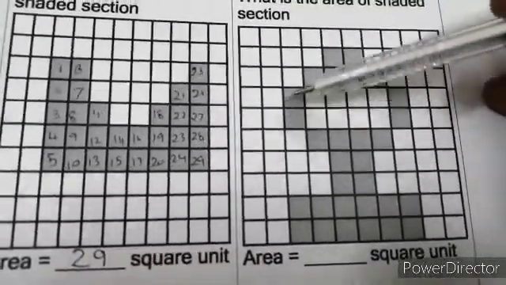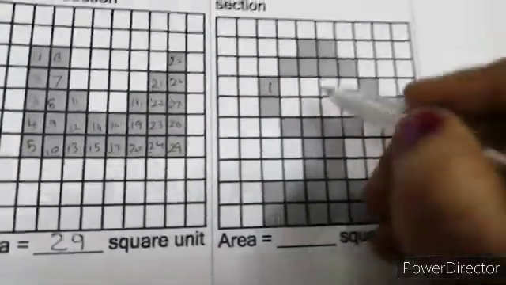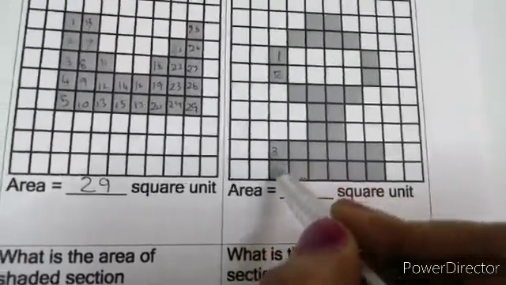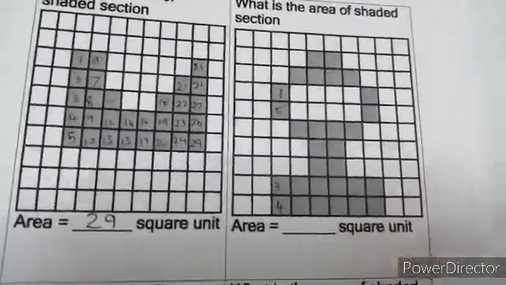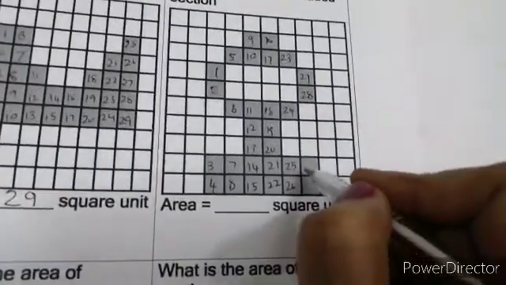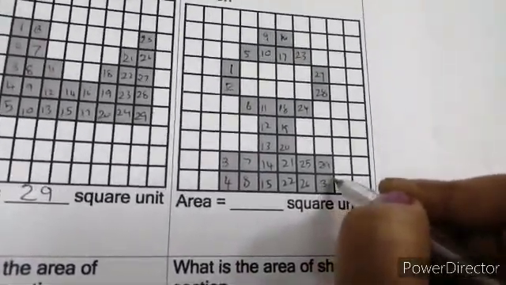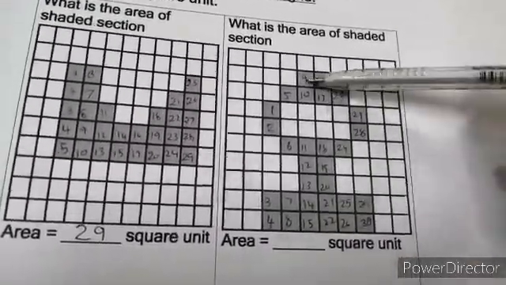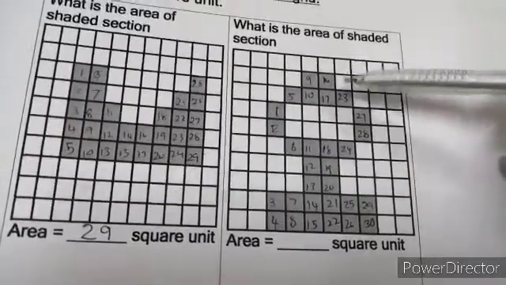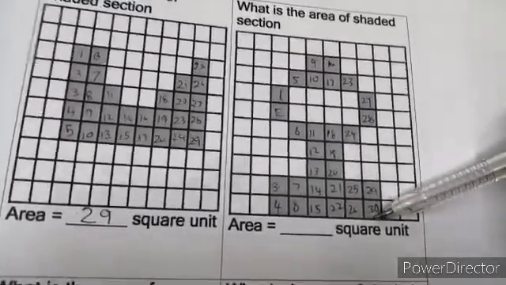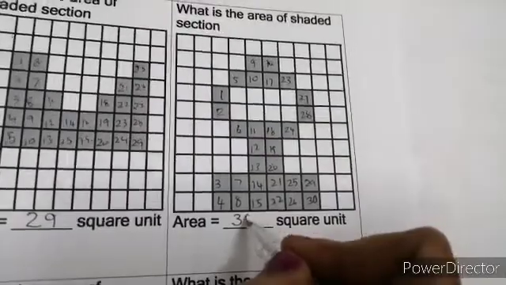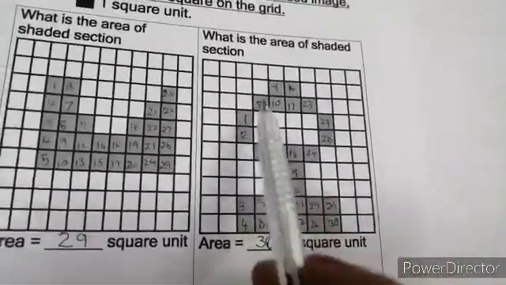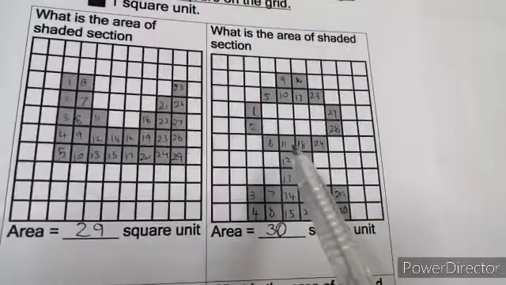Next, start counting from the first shaded box. 1, 2, 3, 4 and so on. See, you keep on writing the numbers like this. And the last one is 30. Like this, in a line you write in the order all the numbers and it is ending in 30. The area of this shaded portion is 30 square units. There are 30 small boxes inside the shaded area.